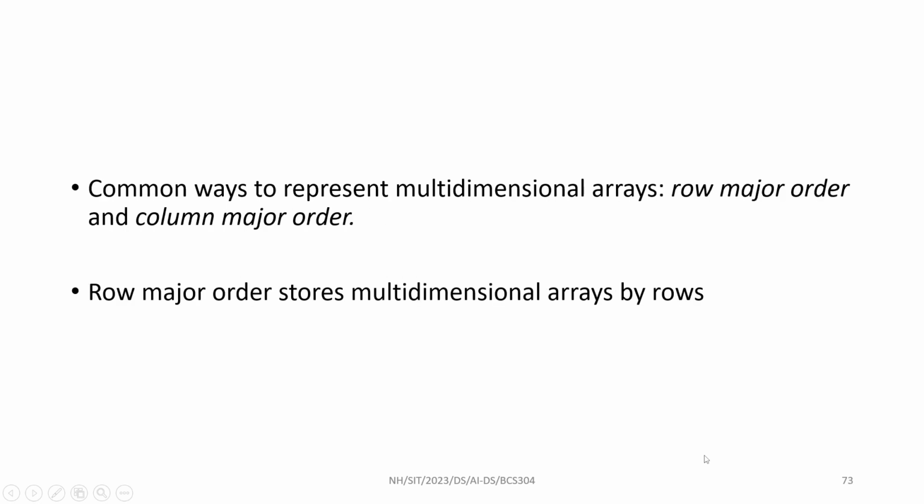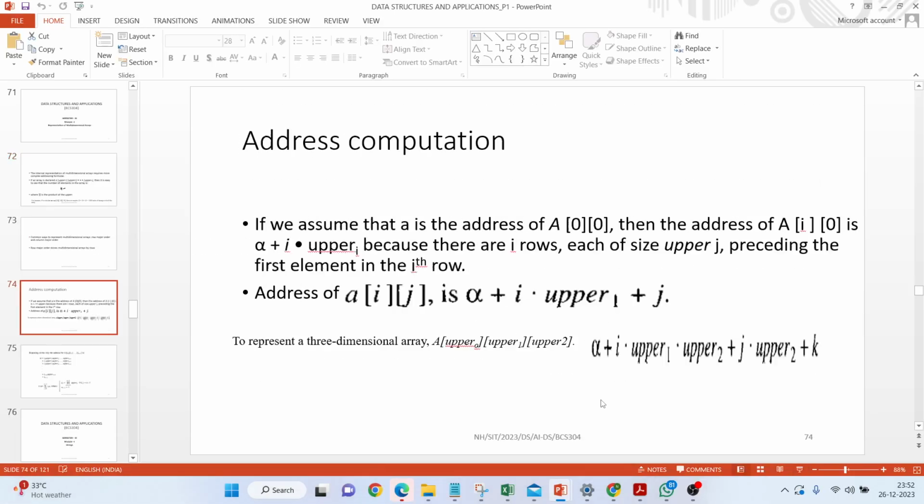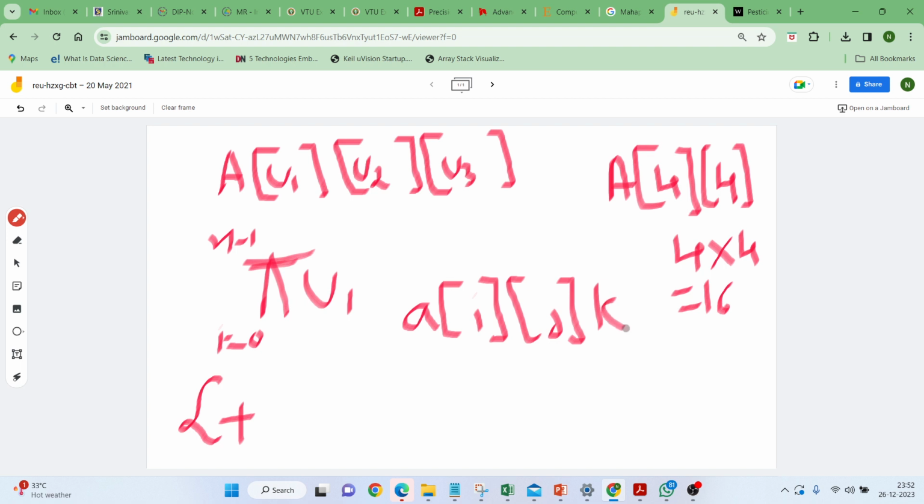There are two different conventions in which the elements are stored. One is row major, the other is column major. Usually row major is used, which is easy. Then we'll go for how to get the elements. As before, alpha is the base address. Suppose I want to know the address of the element i, j, k. How to compute it is my task.